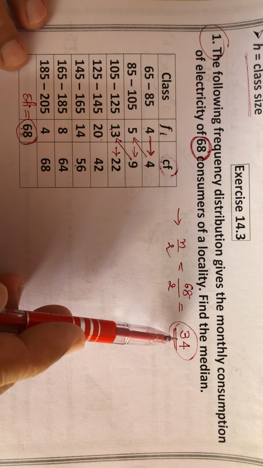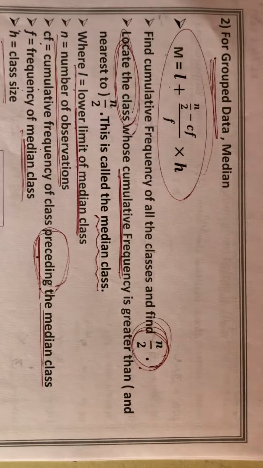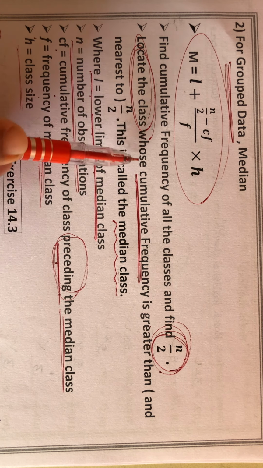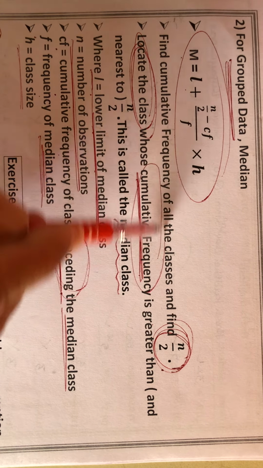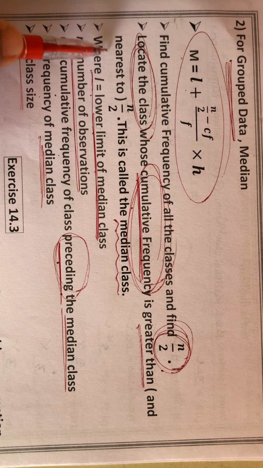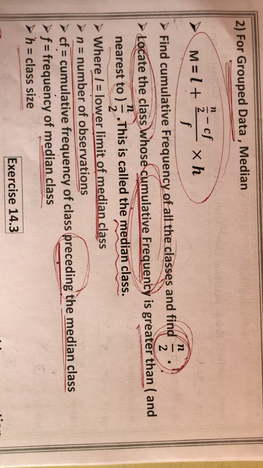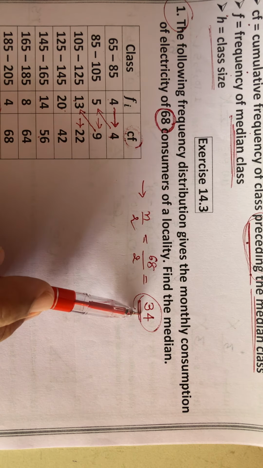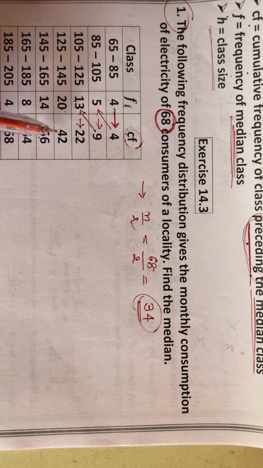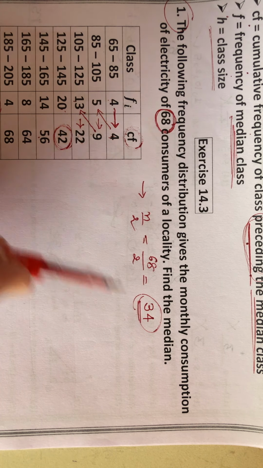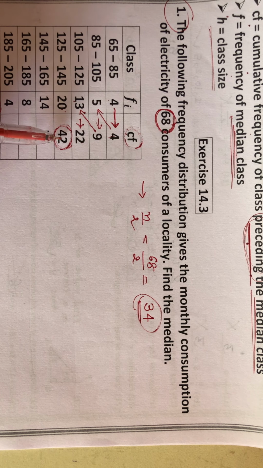Again check it, we want 34. How? See here already it is mentioned that locate the class. How to find out the class? Whose cumulative frequency is greater than or nearest to n by 2. Here we know that n by 2 is 34. So greater than 34, here it is 42. Or nearly equal to 34. So answer is here 42.